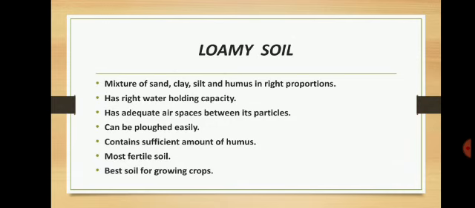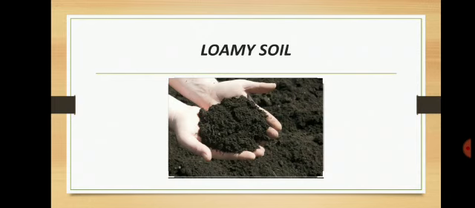Loamy soil can also be ploughed very easily, but clay soil is difficult for ploughing. Loamy soil contains enough amount of humus. Since it contains enough humus, it has a good water holding capacity and it can trap air as well. So therefore, loamy soil is the best soil for growing any kind of crop. Sometimes this loamy soil is also known as loam. Understood? This is how the loamy soil looks like. It is the best for agriculture.